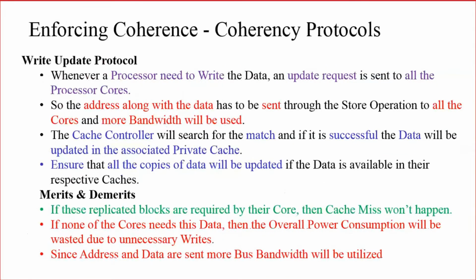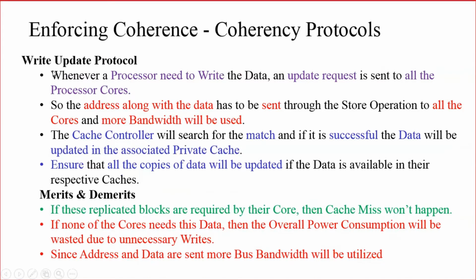The next type of cache coherency protocol is the write update protocol. From the name itself, you will get some idea that updating of data will be involved. So how is it done? When a processor needs to write the data, it will send an update request to all the other processor cores.